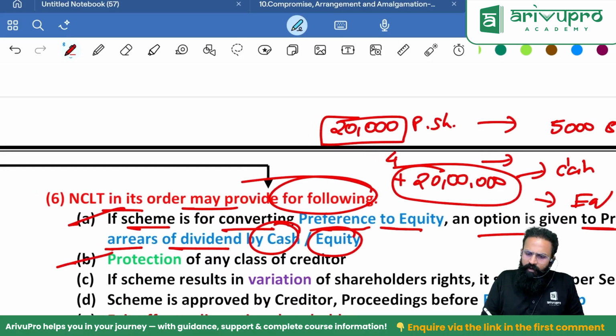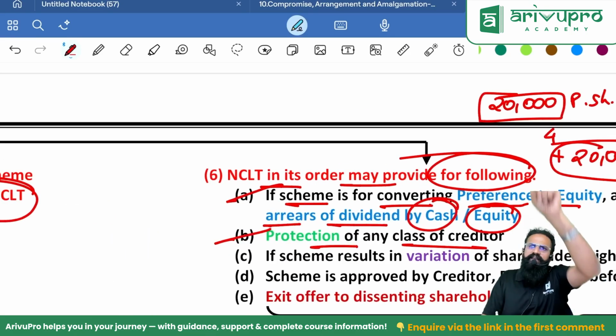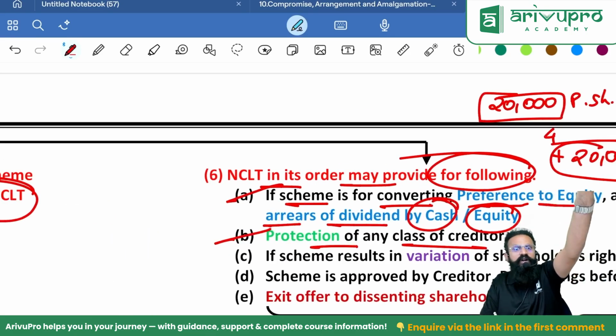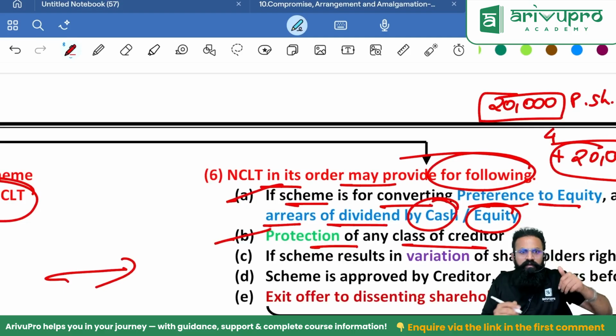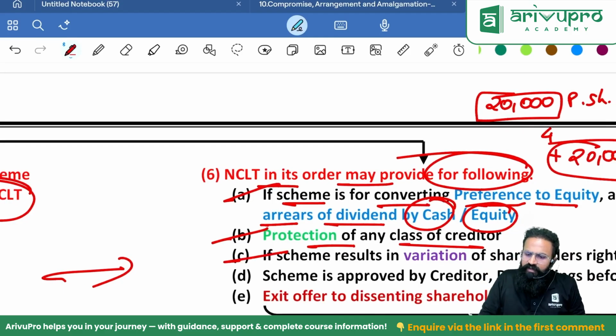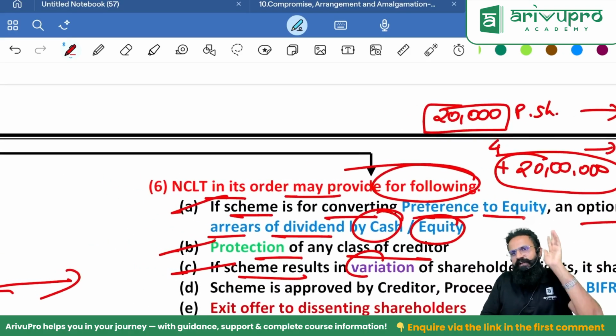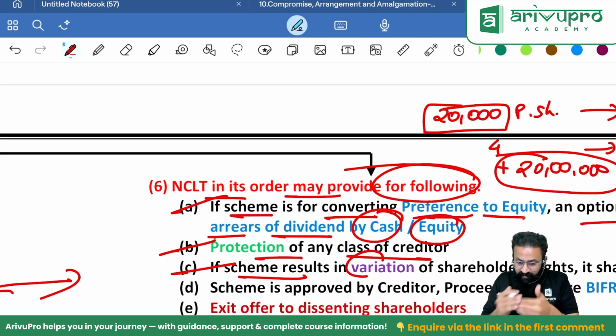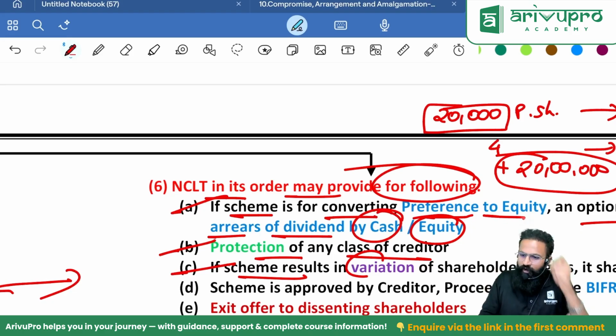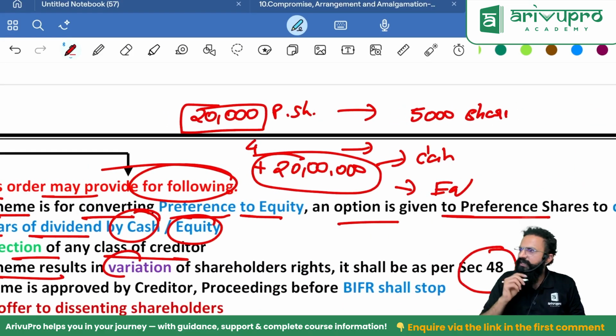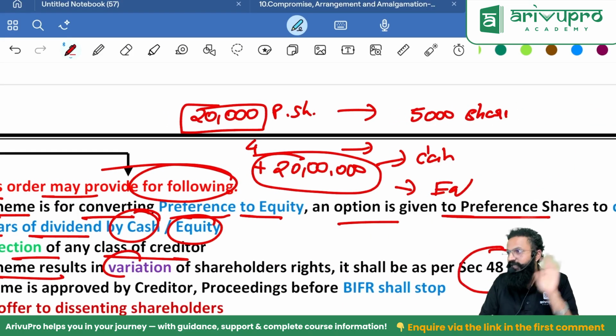Good, okay. Protection of any class of creditors. The tribunal can clearly say, hey, that class of creditors, the unsecured creditors, what about them? You give protection for them, only then I will approve the scheme. The tribunal can pass such an order. Third one: if the scheme results in variation of shareholder rights, Mithun says, sir, that comes under section 48. That is what the tribunal is also telling. Whatever your scheme or arrangement, if it involves variation of shareholder rights, you should also comply with section 48.